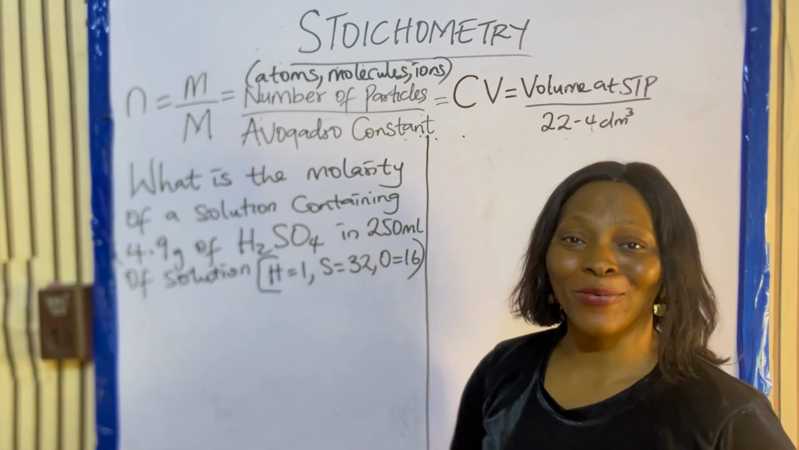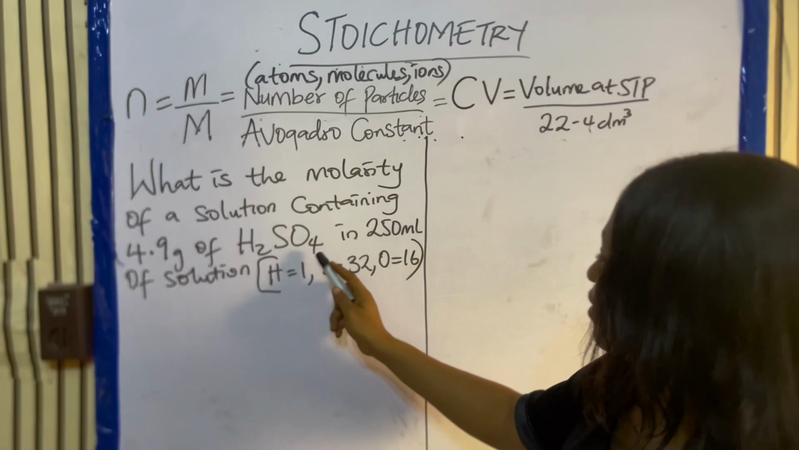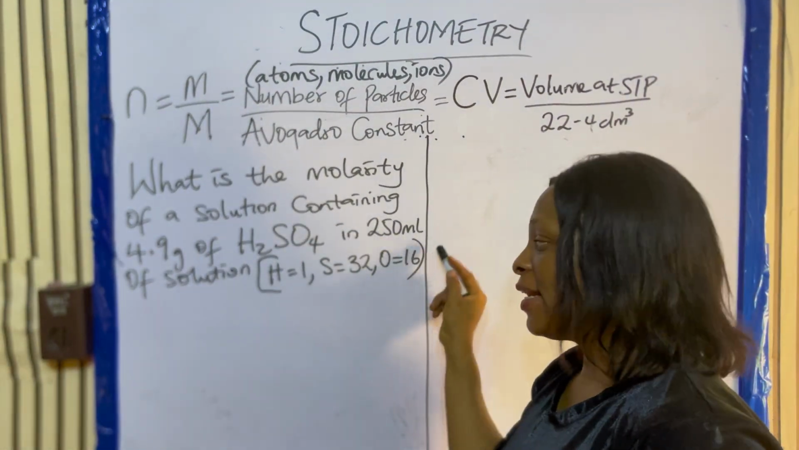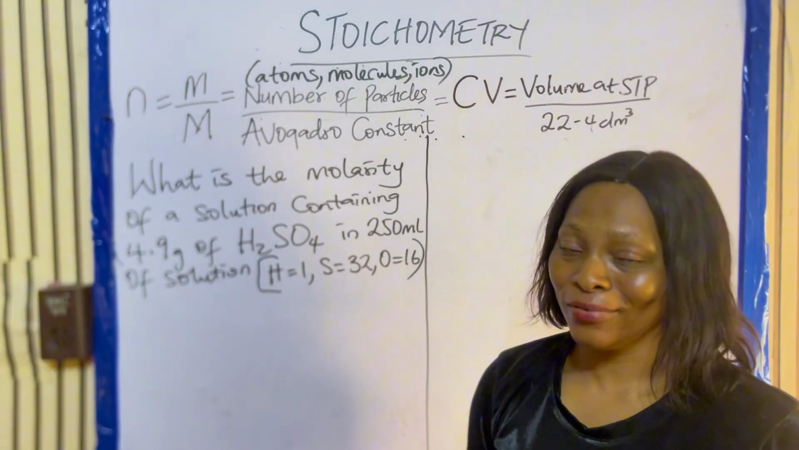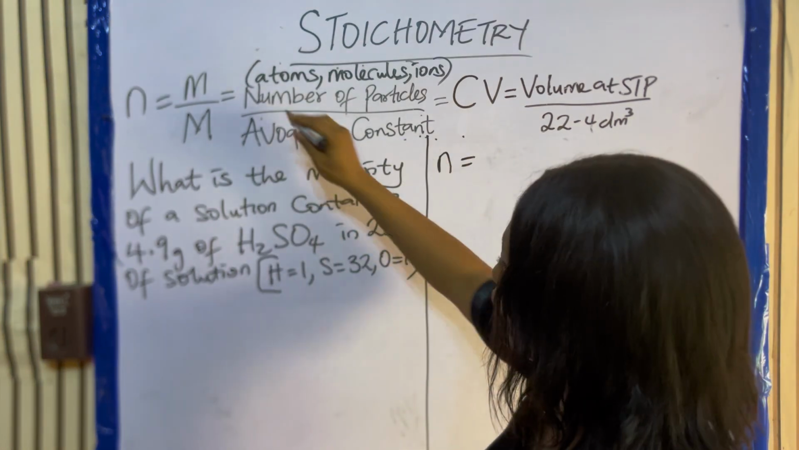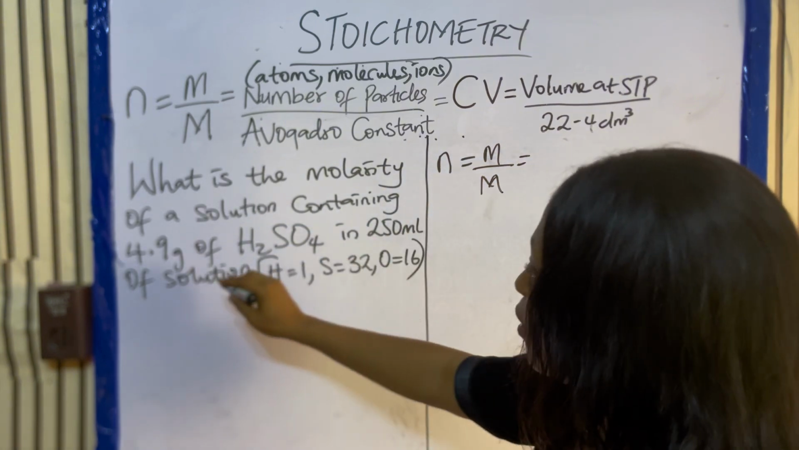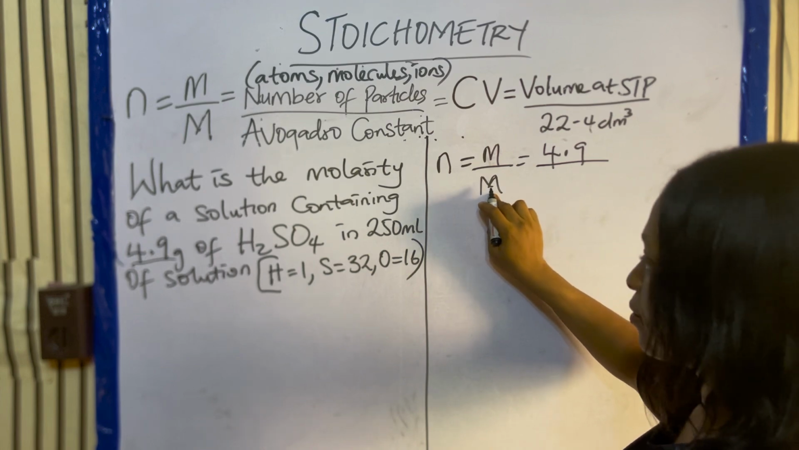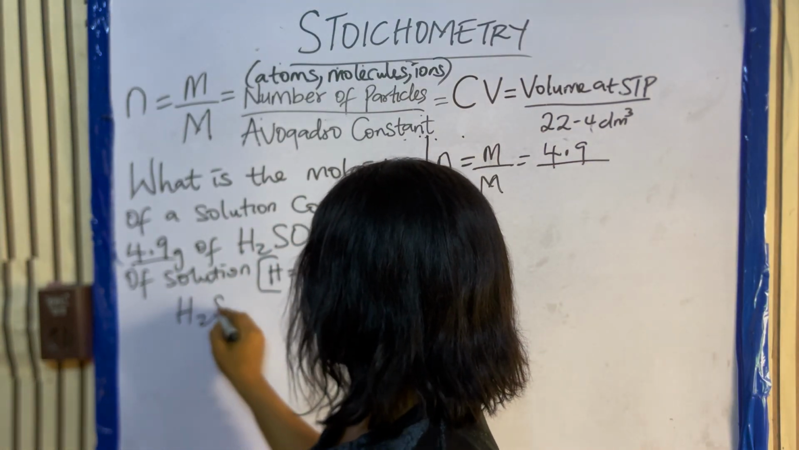Okay, so let's look at another question. What is the molarity of a solution containing 4.9 gram of tetraoxosulfate 6 acid in 250 milliliter of solution? Okay, so what is the first thing to do? We are going to find the number of moles. So the number of moles is equal to mass in gram over molar mass. So what is our mass in gram here? Our mass in gram is 4.9 divided by the molar mass. So what is the molar mass of tetraoxosulfate 6 acid?